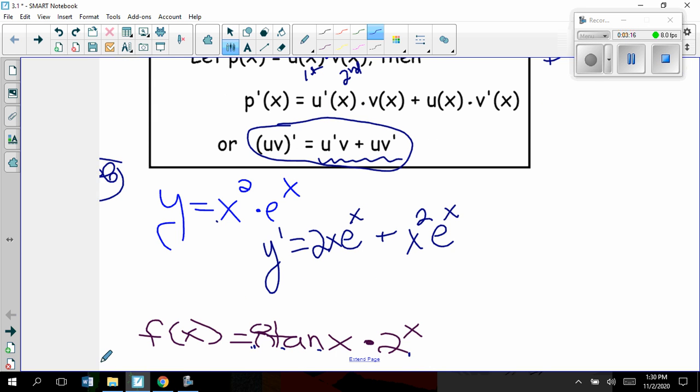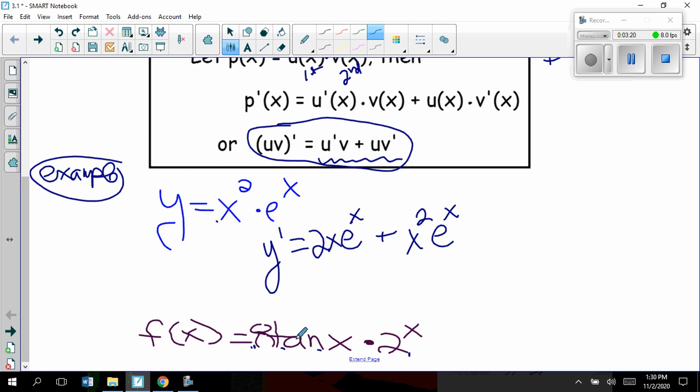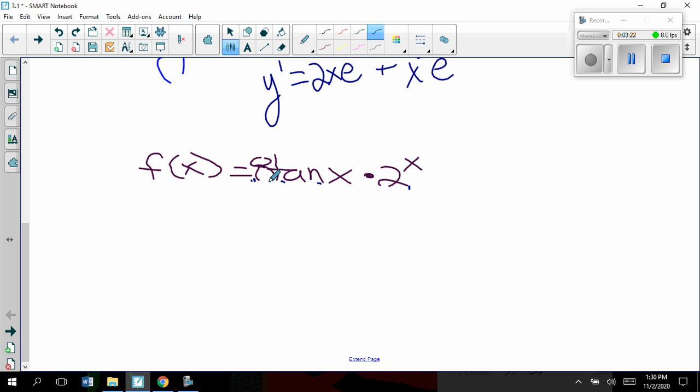Okay, let's try one that's got a little more to it. All right, so let's do 8 tangent of x times 2 to the x. We're going to throw in some of these other derivative rules that we've just started practicing, and we'll practice them a lot more going forward in chapter 3.